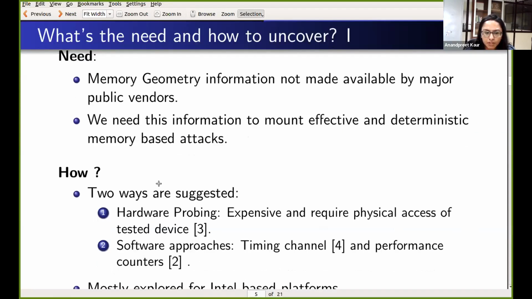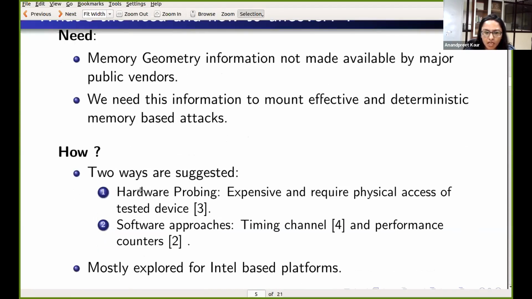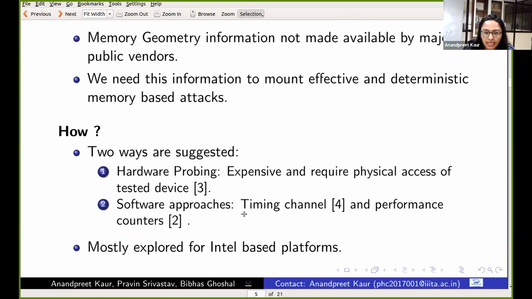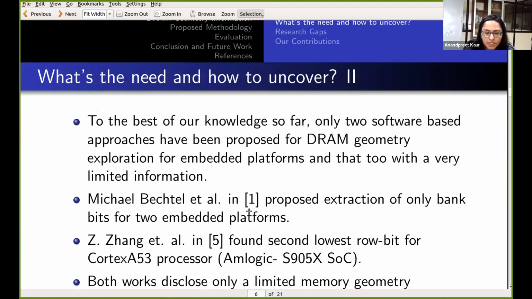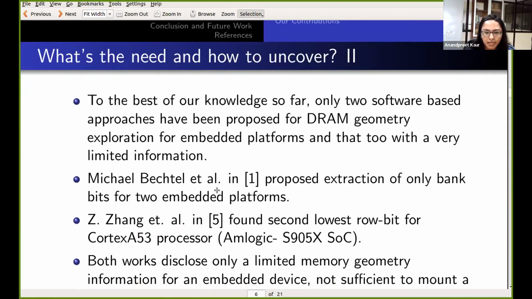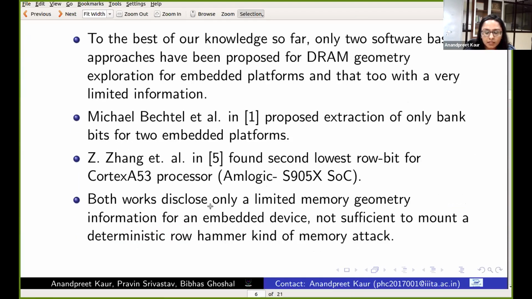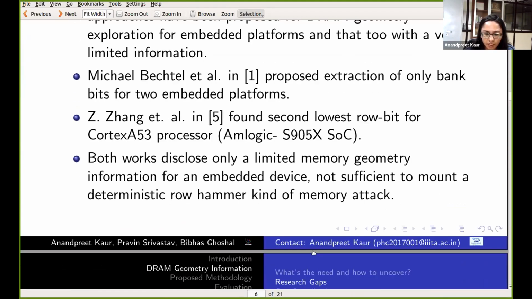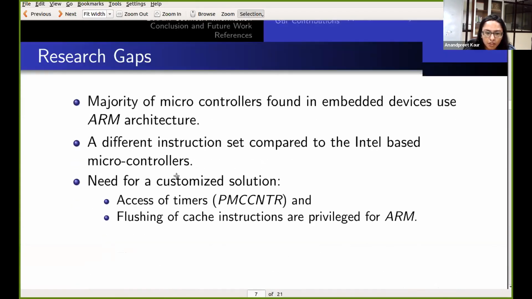To get this information, literature suggests 2 ways: hardware probing and software approaches, and those too have been explored for Intel-based platforms. To the best of our knowledge, only 2 software-based approaches have been proposed for DRAM geometry exploration for embedded platforms, but they disclose only limited memory geometry information, which is not sufficient to mount a deterministic Rowhammer kind of memory attack. So this is our motivation.